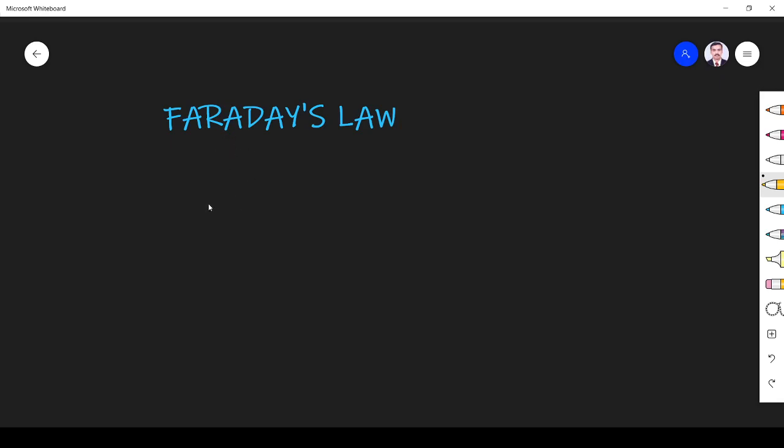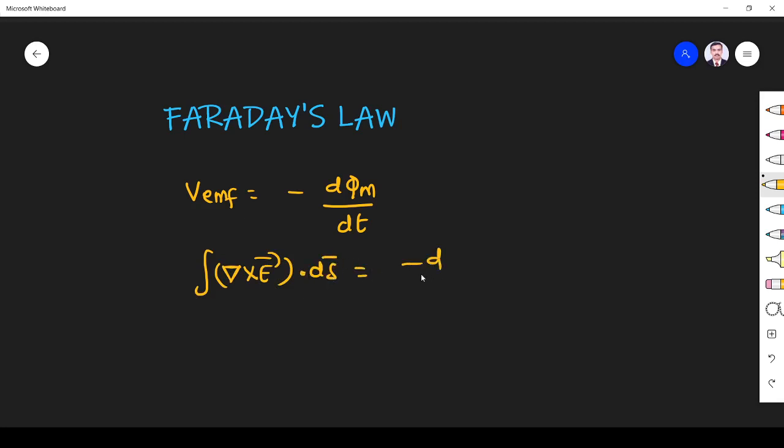There we already know that the induced EMF is n d phi m by dt, that is, EMF is equal to minus d phi m by dt, clear. And we also derived the closed integral of del cross E dot ds is equal to minus d by dt of the integral of B dot ds. Up to this we have done already, right? And we learned that EMF will be induced by time varying flux.